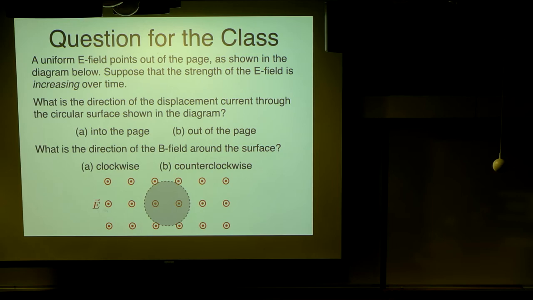So you guys remember, if the flux is increasing, that means displacement current goes the same way as the E field. If flux is decreasing, displacement current goes the opposite way. That's what you need to remember here. And then once you know which way the displacement current is going, you can find the B field, right? Just using the right-hand rule. Okay, so see if you can get that.